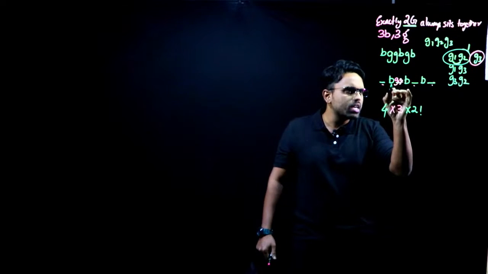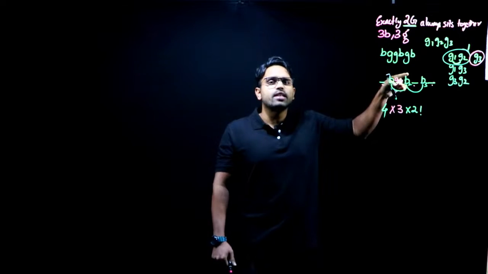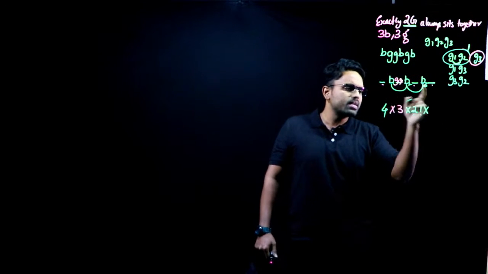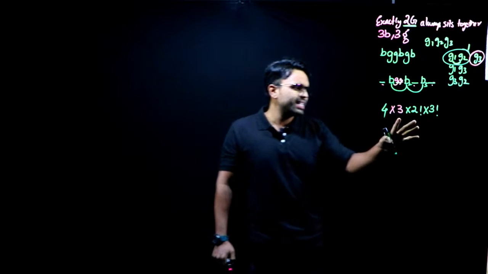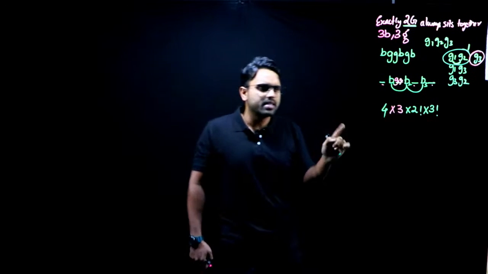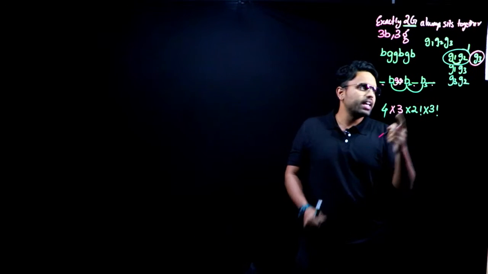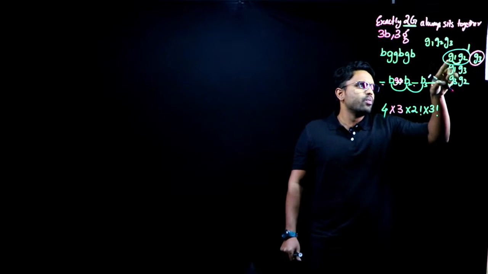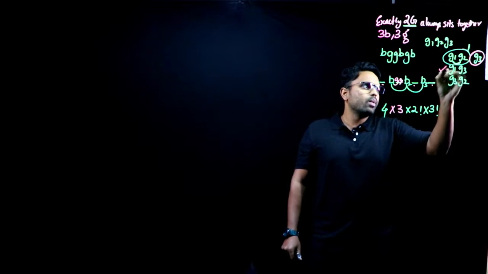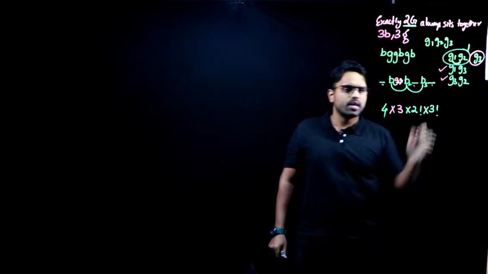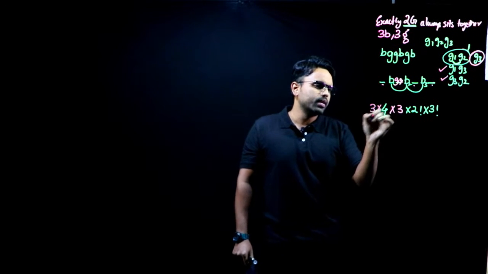Next, these 3 boys can be boy 1, boy 2 and boy 3, so they can also rearrange among themselves. In how many different ways can 3 people sit? They can sit in 3 factorial ways. But is this the end of the answer? No. Why? Start thinking. What have we done here? We have dealt with one case where girl 1 and girl 2 are sitting together. But girl 1 and girl 3 can sit, girl 3 and girl 2 can sit. So what do I need to do here? I need to multiply it with 3.